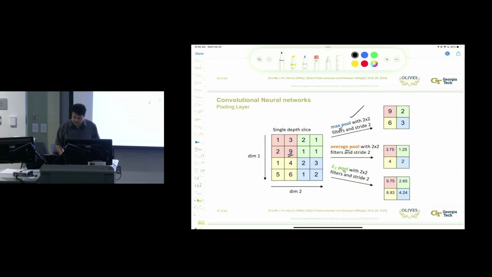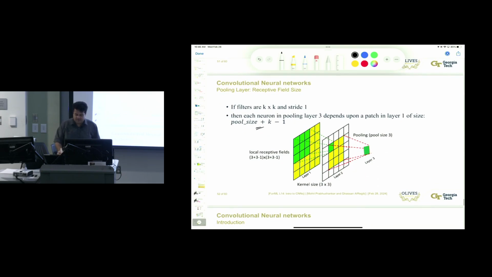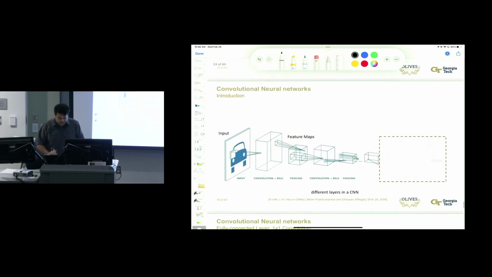So hopefully the max pooling itself is clear. In this red region, 9 is the highest. In the green region, 2 is the highest. Here, 6 is the highest, and here, 3 is the highest. So we're just selecting the highest activations within a particular region, and that region is decided by this 2x2 pooling function. And this here gives you the receptive field: pool size plus k minus 1. So the output has now been reduced a little bit further, which is given by this pool size plus k minus 1. So that is about pooling.